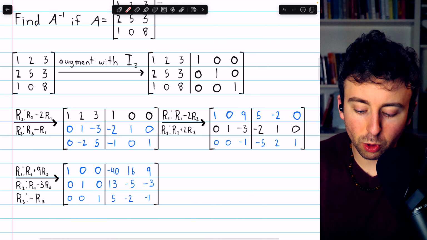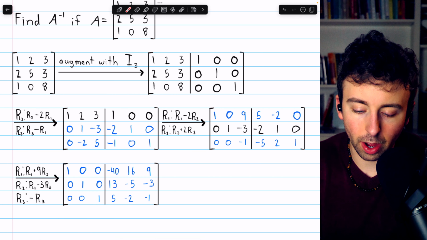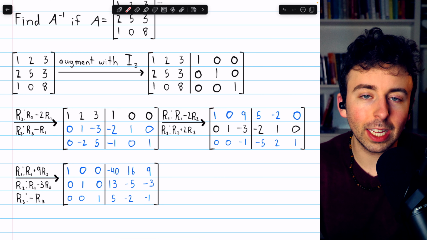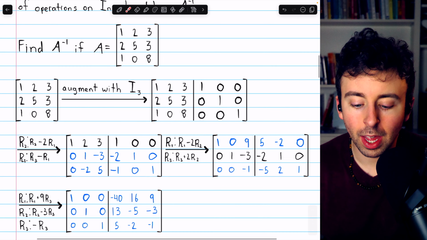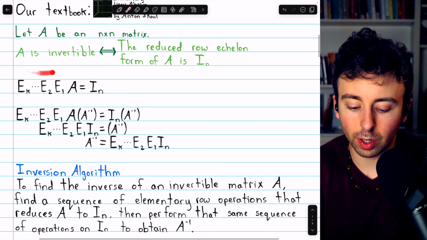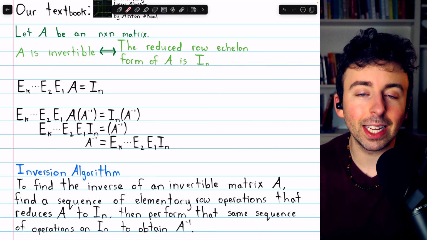In the next step, we subtract 2 copies of row 2 from row 1, and so on. The goal is to get the identity matrix on the left, turning A into reduced row echelon form. Again, we previously showed that if a square matrix is invertible, that's the same as its reduced row echelon form being the identity.